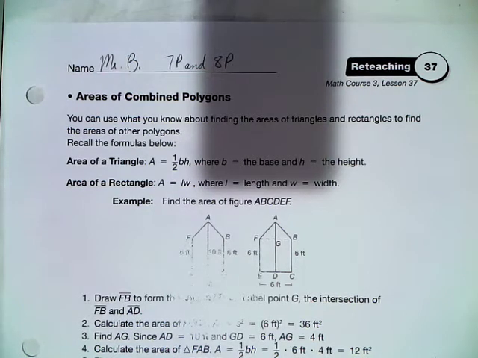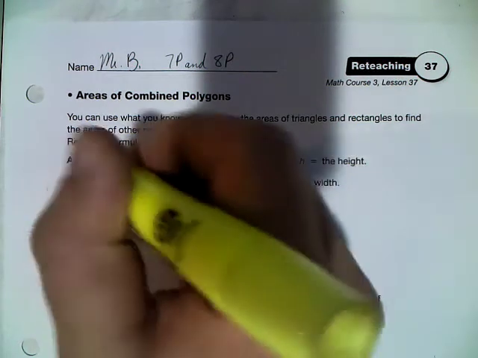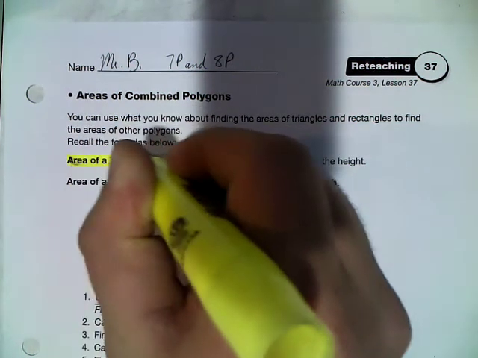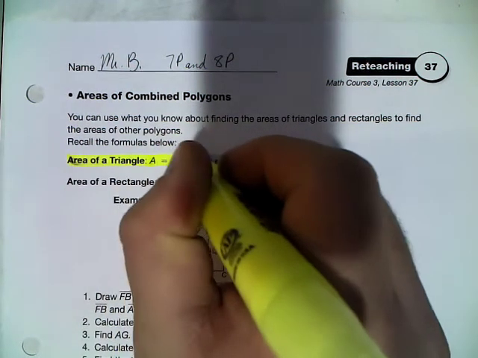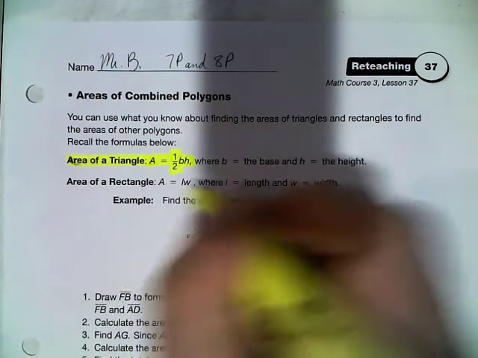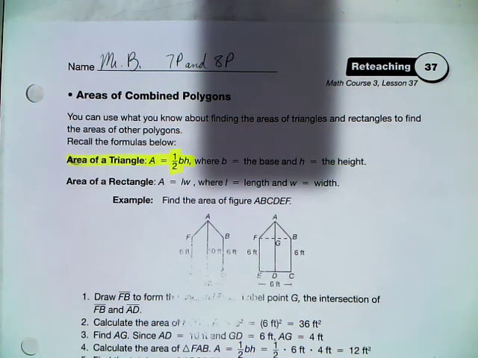So it's important to know the formulas for the individual pieces. So in this lesson, we have a few that we're going to review. So first up, if you grab your yellow highlighter, let's highlight this one here. The area of a triangle is A equals 1/2 BH, A equals 1/2 BH, which of course means area equals 1/2 times base times height.